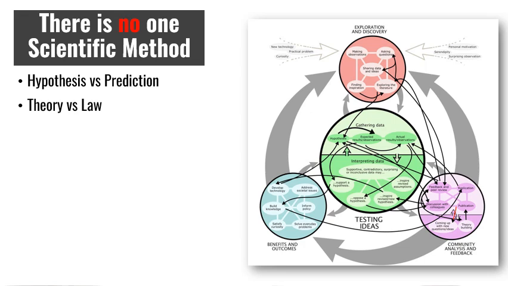But science is more of an iterative process. It goes around and around and around, coming around to these general ideas. Some of the things we need to know, though, sort of base vocabulary, is what is the difference between a hypothesis and a prediction?